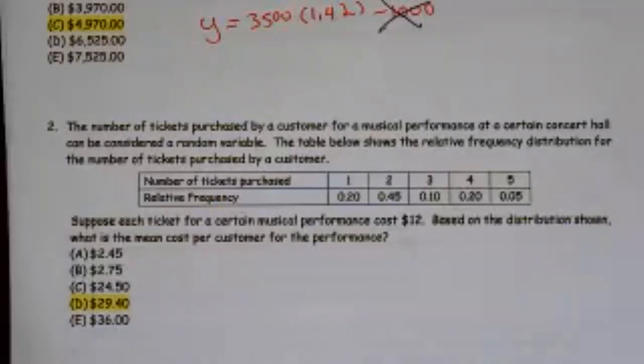So the next one, suppose each ticket purchased by a customer for a musical performance at a certain concert hall can be considered a random variable. The table below shows the relative frequency distribution for the number of tickets purchased by a customer. Suppose each ticket for a certain musical performance costs $12 based on the distribution shown. What is the mean cost for the performance? I'm going to give you a moment to get this entered, and that way you can work it out. And then I'll come back and we'll do it together.